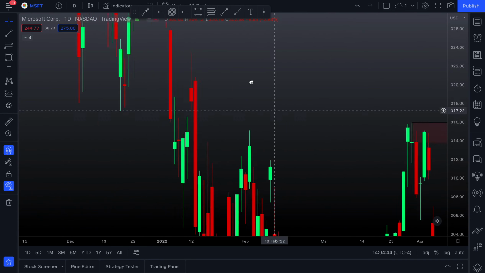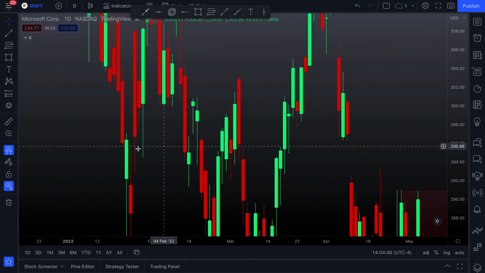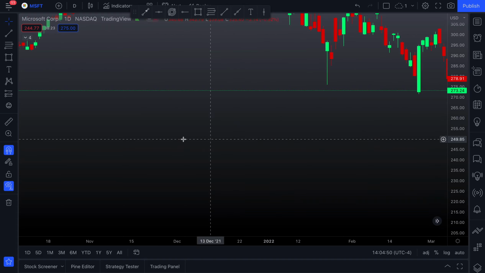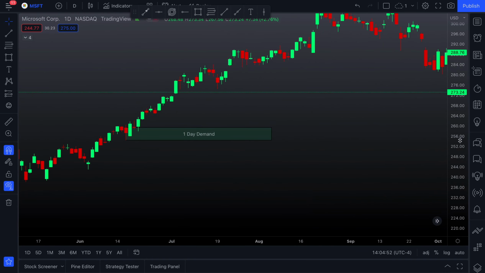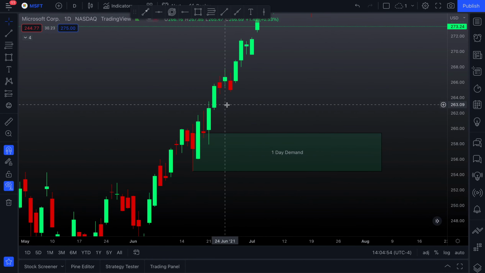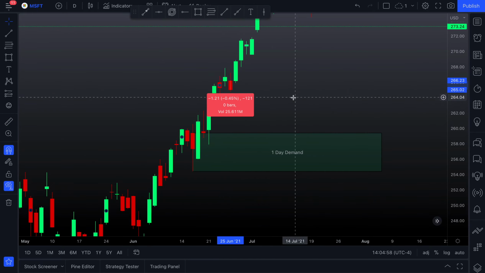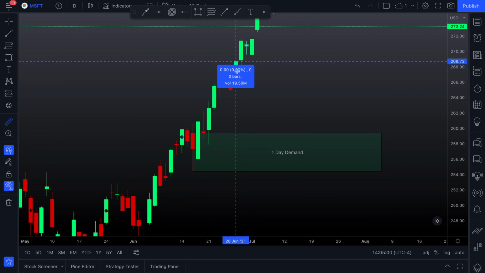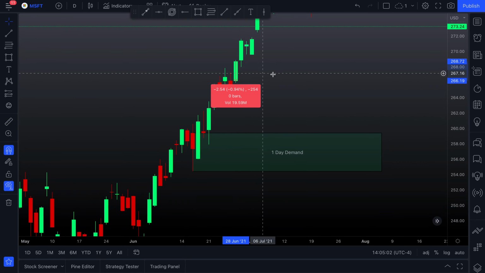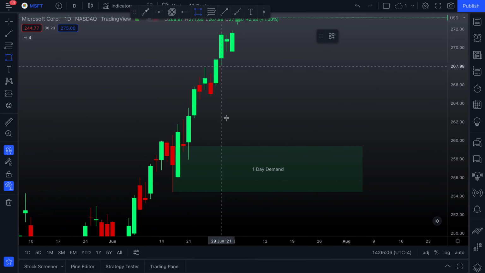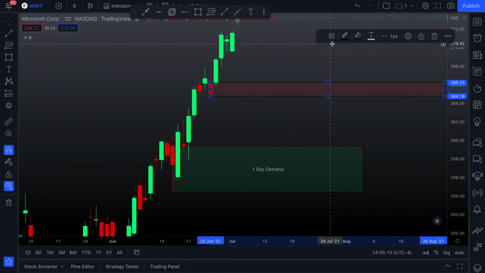No more supplies. So now we go to demand. See if there's any more demands that we missed. Right here. I'm not sure if this is a demand actually. 1.21 and 2.54. So it is a demand. So standard demand, open of the red basin candle down to the low of the red basin candle. 1 day demand.